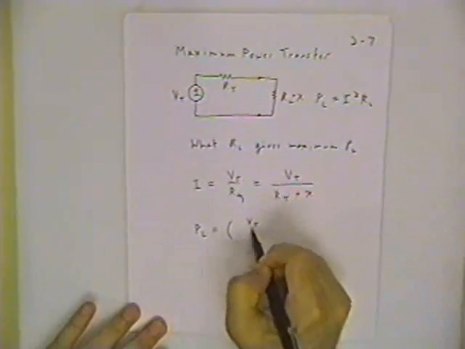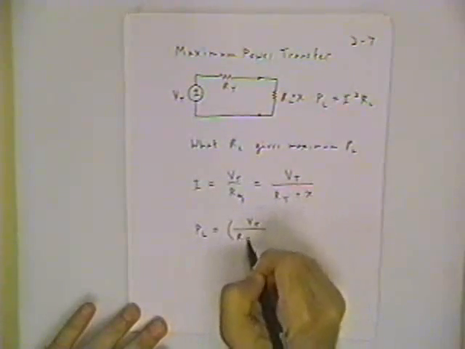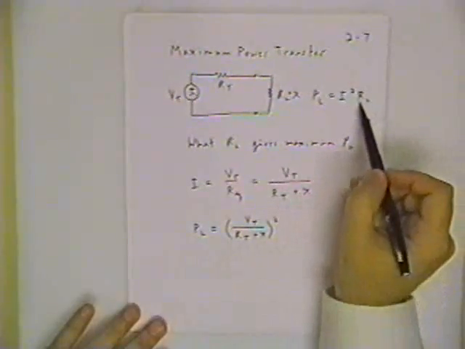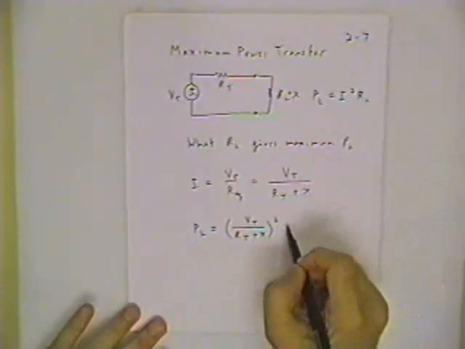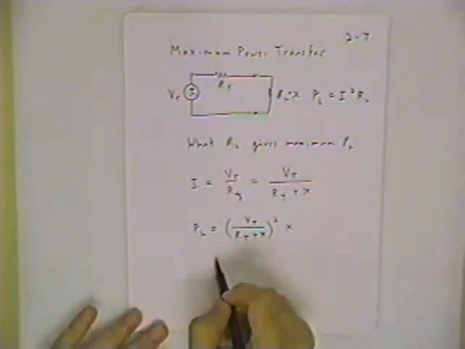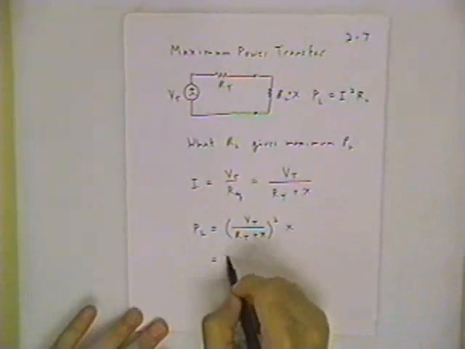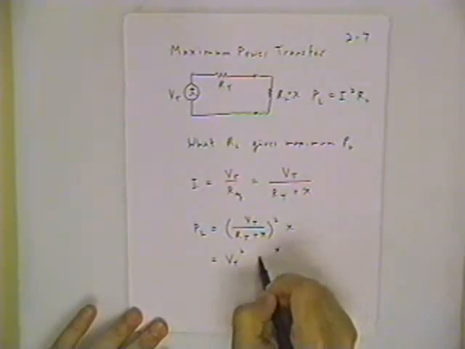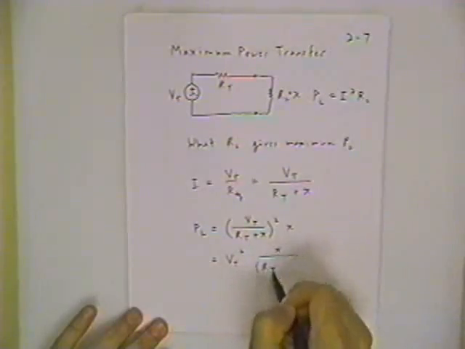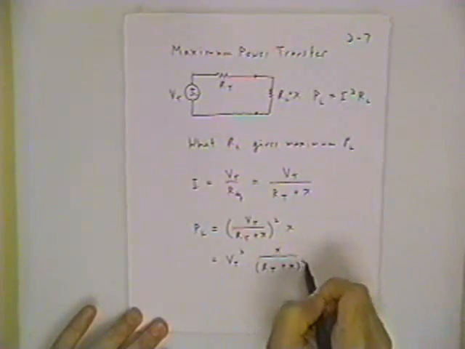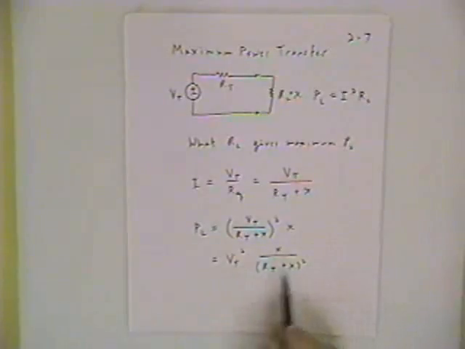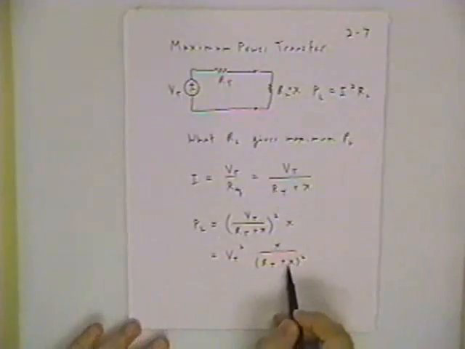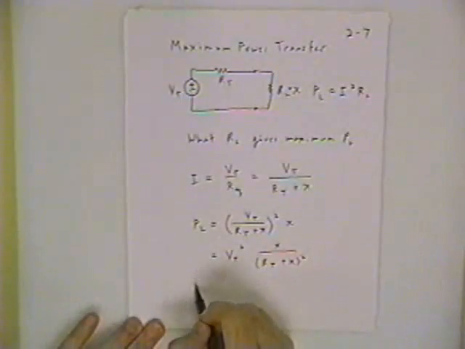Well, let's put that into the expression for power into the load. You've got I squared, VT over RT plus X squared, times, and now I want to also use the RL symbol here. I want to substitute for X. Well, it's pretty clear now that we've got a function of X. It says we've got X divided by RT plus X squared. And you all know how to find the maximum value of P sub L: it would occur when the derivative of this expression is equal to 0.